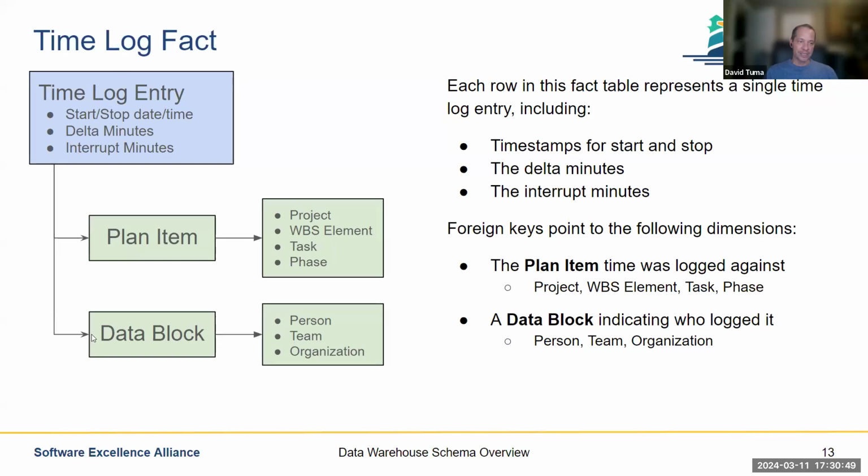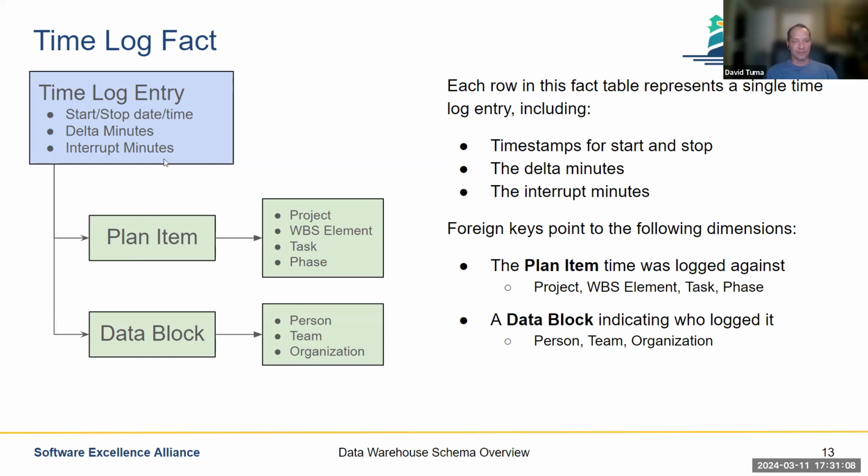Similarly, the time log entry has one column which is a pointer to the data block table. And if we were to traverse that and look at that row in the data block table, we would get pointers to the person who collected this time log entry, what team they were working on, and what organization they were part of.